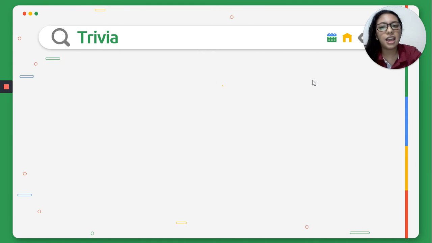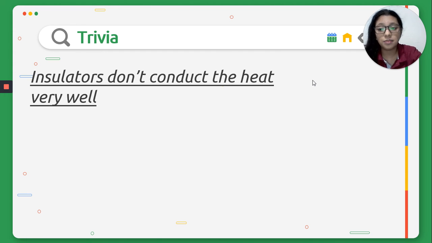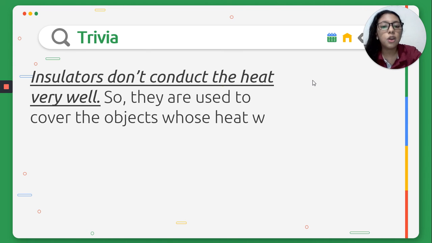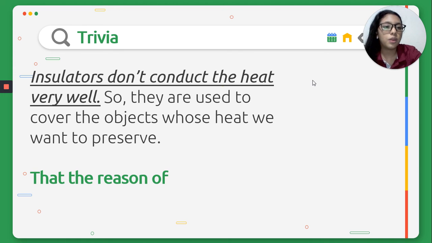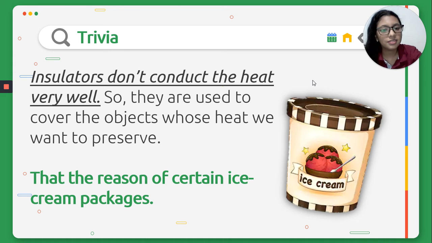So, trivia time. Insulators don't conduct the heat very well. So they are used to cover the objects whose heat we want to preserve. And that's the reason why certain ice cream brands choose some packages, so that the ice cream can stay cool and not heat.